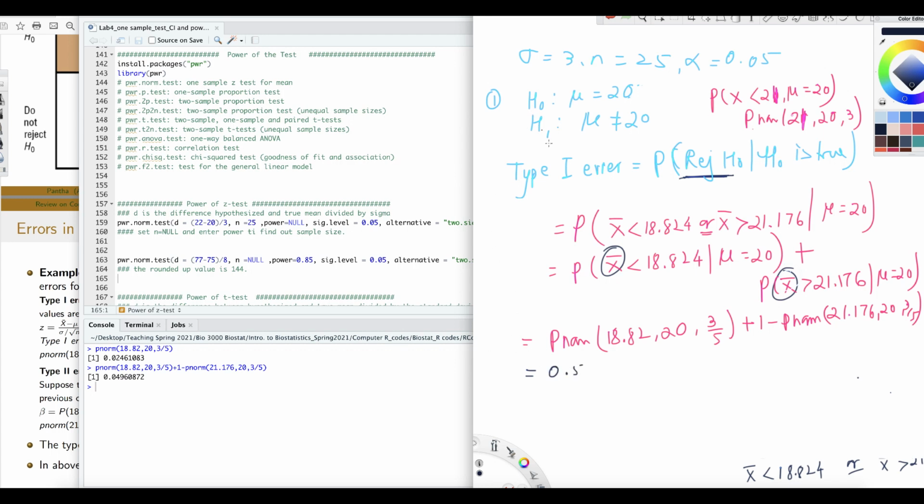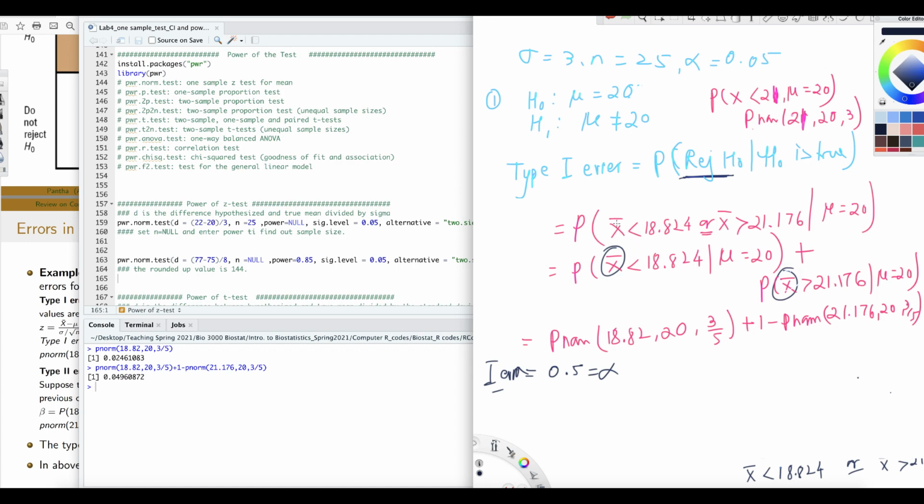So that is basically the same as the alpha, right? So this is the type 1 error, which is the same as alpha. So type 1 error is always equal to the alpha value. Okay, guys, so this is a very simple concept. The definition is: type 1 error is the probability of rejecting the null hypothesis when H0 is true.